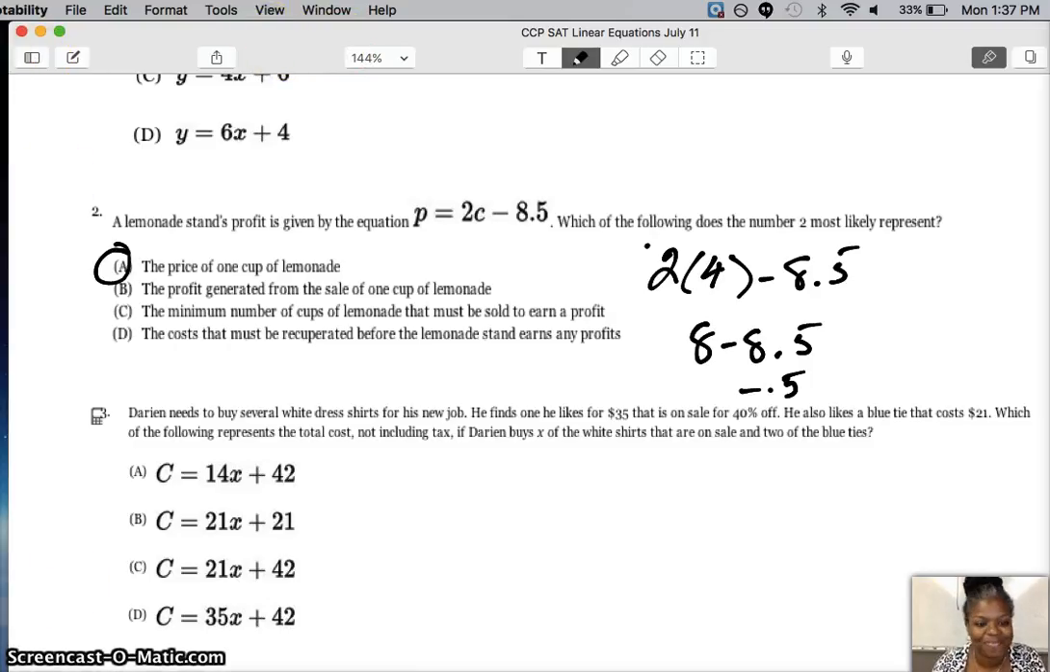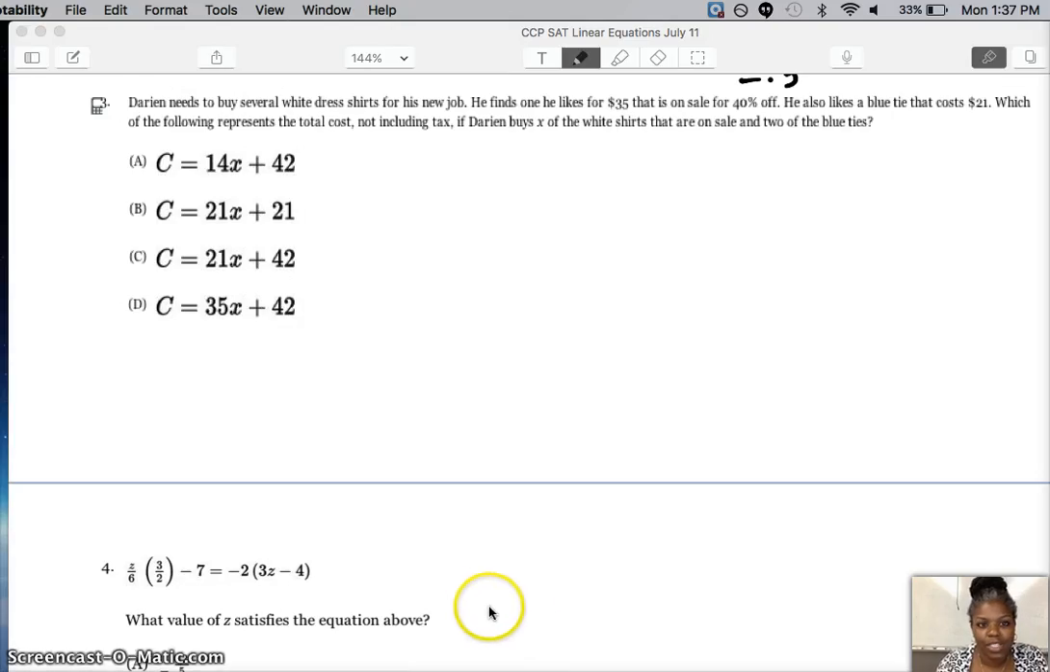Let's look at number 3. Okay, so Darian is looking to purchase some shirts for his job. A couple bits of information that we need to highlight here and make sure that we're on point with: we need to recognize that he sees a shirt for $35, but it's 40% off. So if you're taking 40% off, you're leaving 60% on, meaning he's going to pay 60% of the price that he originally was supposed to pay. So that would be $21 as the cost of each shirt, all right?